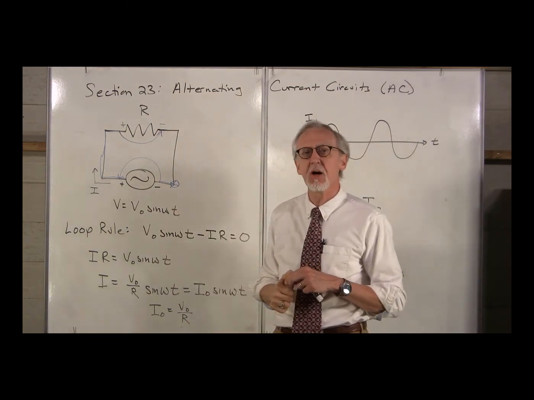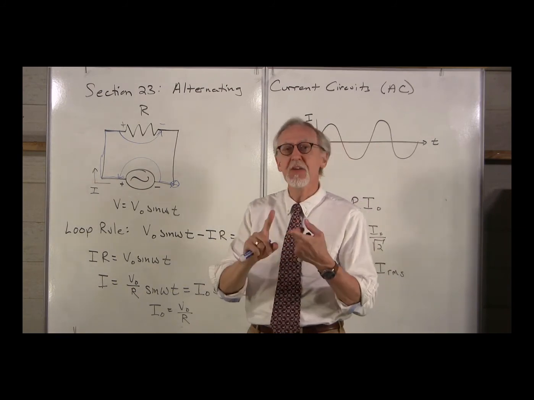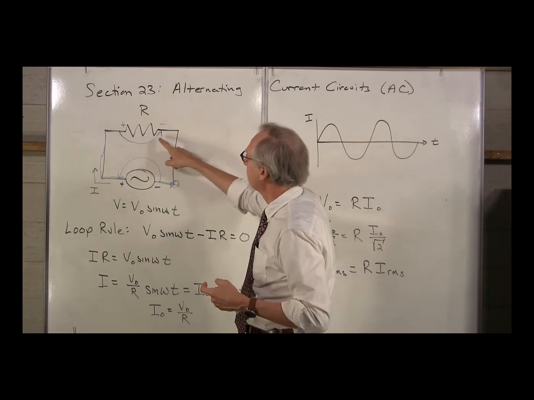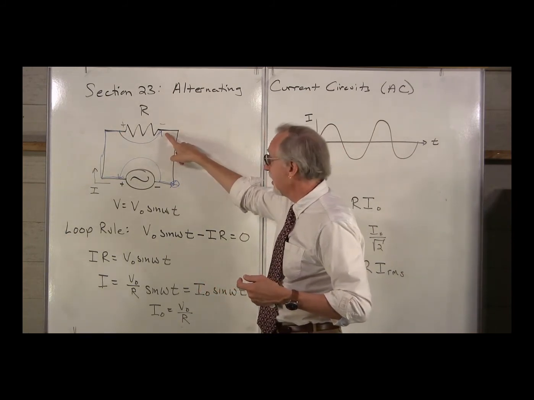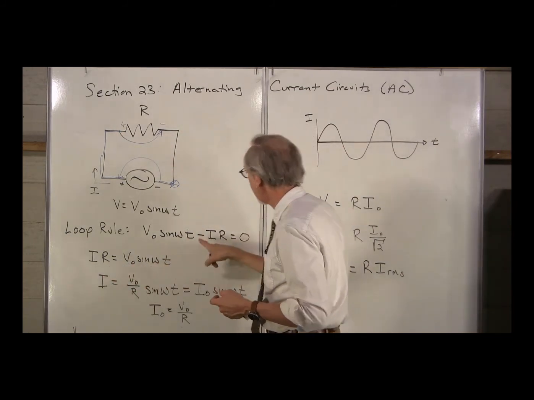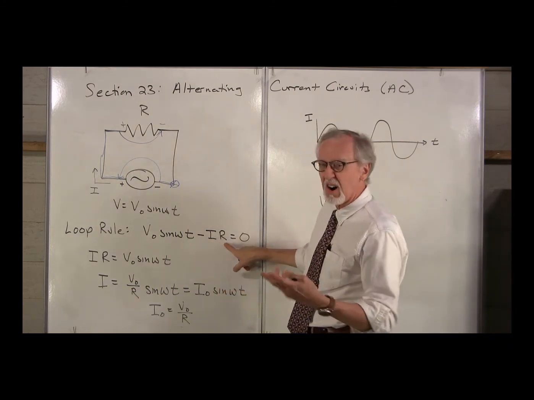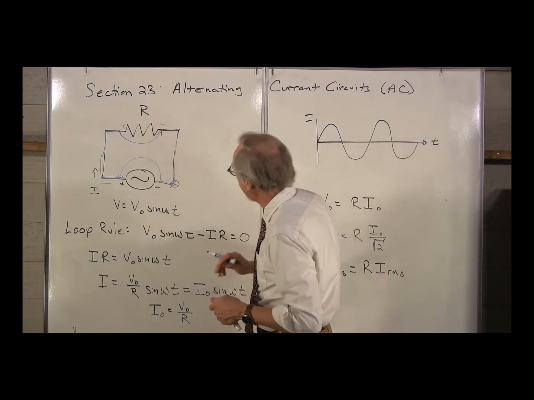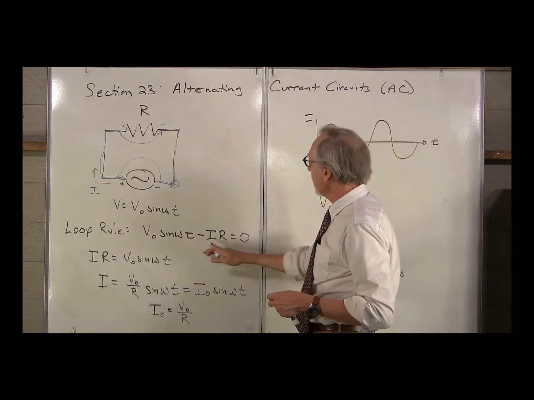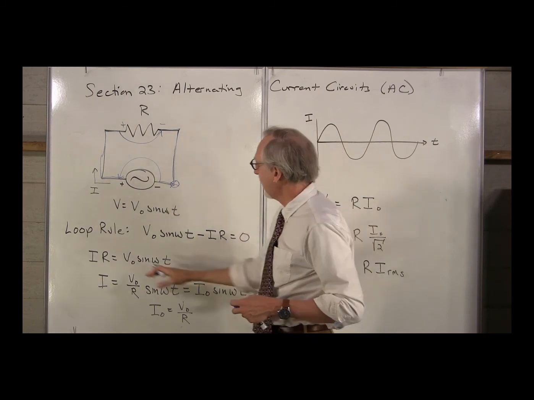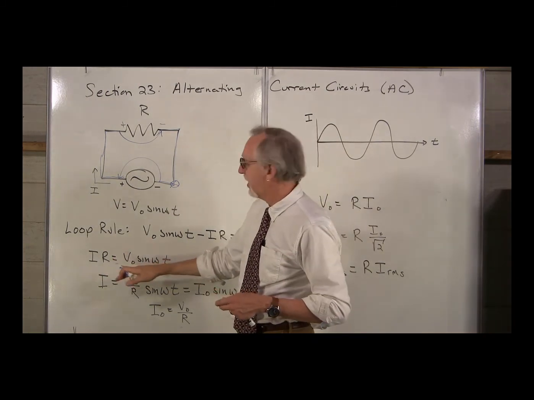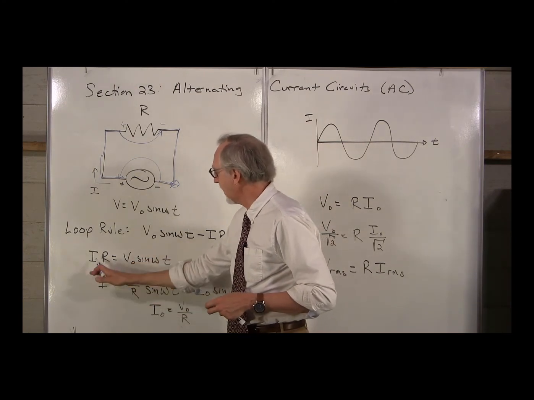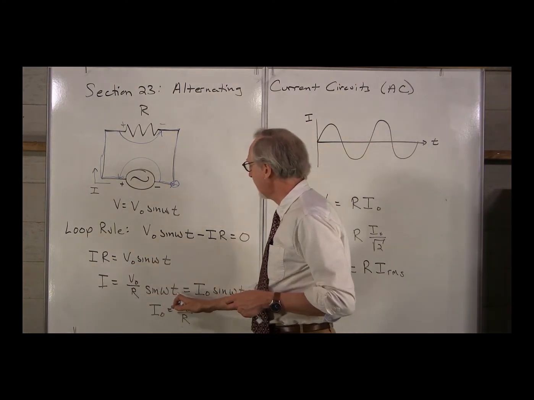What is the voltage across a resistor? Remember Ohm's law, V equals Ri, very important. So we have a voltage drop of Ri here, minus IR. That then brings us back to where we started, equals 0. Let's bring the IR to the other side. We have IR equals V0 sine omega t. Divide both sides by R, we have I equals V0 over R sine omega t.